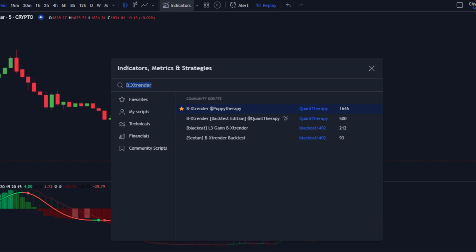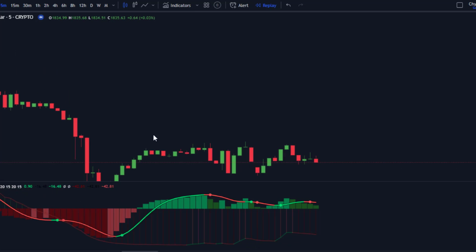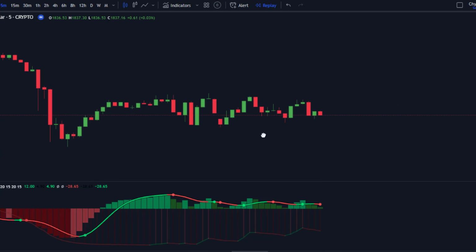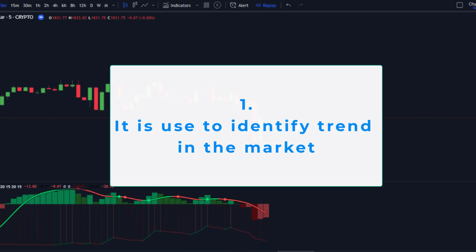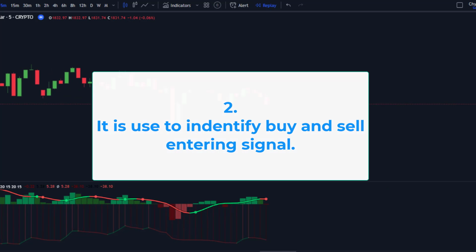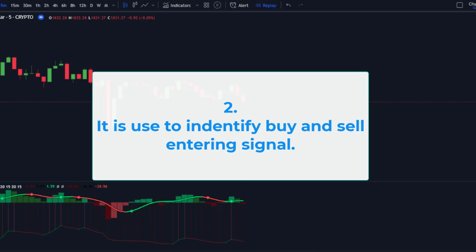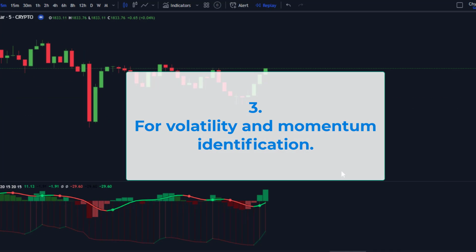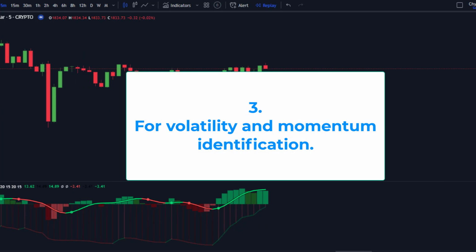The BX Trender is a 3-in-1 indicator, and this indicator can be used for three significant things. 1. It is used for identifying trend in the market. 2. It is used to identify buy and sell entry signal. 3. For volatility or momentum identification.